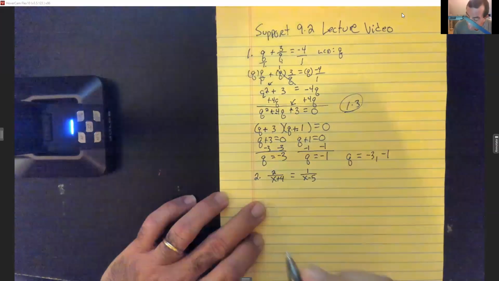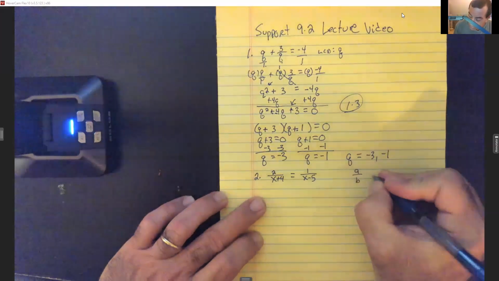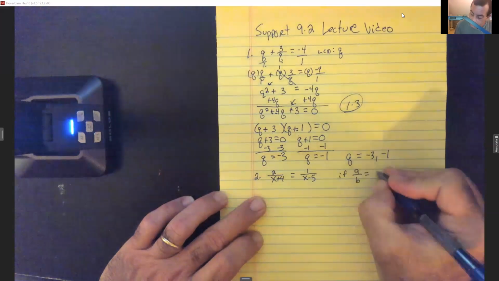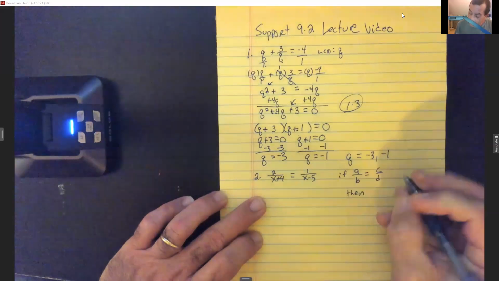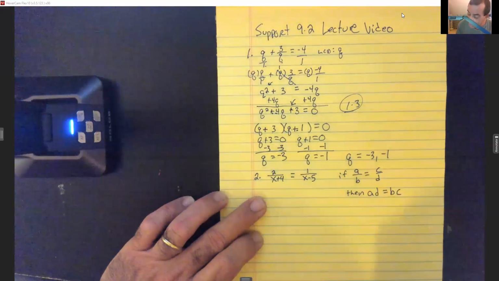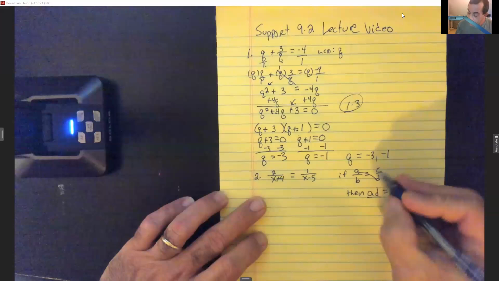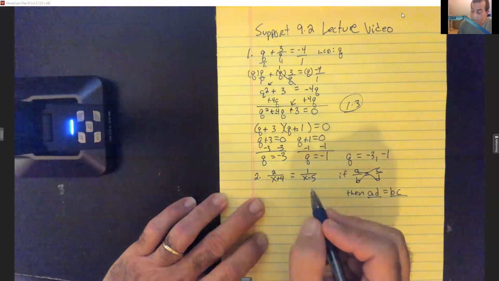So to do this problem, I'm going to use this property that says if A divided by B equals C divided by D, then A times D equals B times C. So what they did, they cross multiplied. A times D gives you one side, and then that bottom and the other top gives you the other side. So I'm going to do that to this.